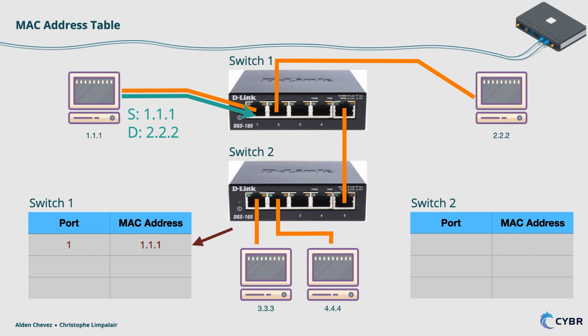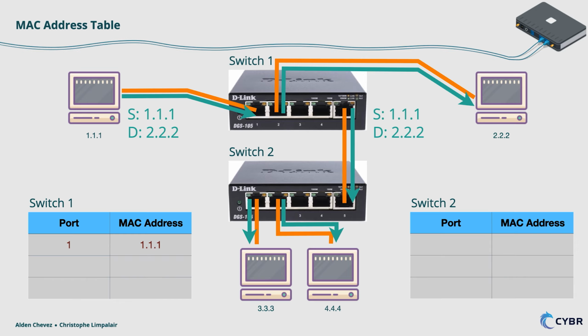The switch sees that the destination is 222, but this MAC address is not in its MAC address table, and so it sends a broadcast asking everyone, and in this case, it sends it out through port number 2 and port number 5. The packet hits switch number 2 on its own port number 5, sees that the destination is 222, but the switch number 2 doesn't know where that MAC address is, so it asks everybody as well.